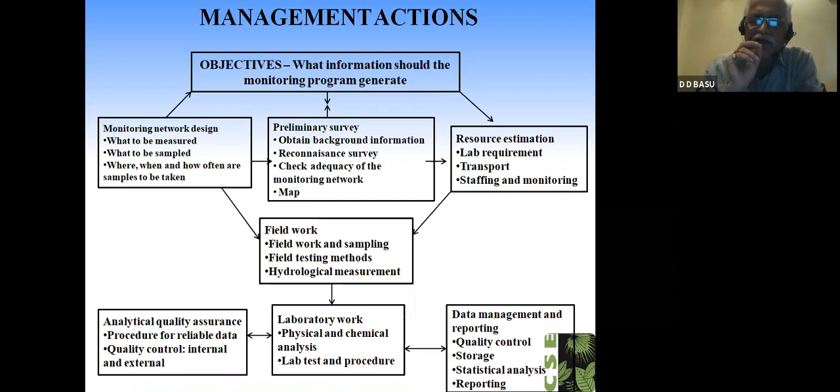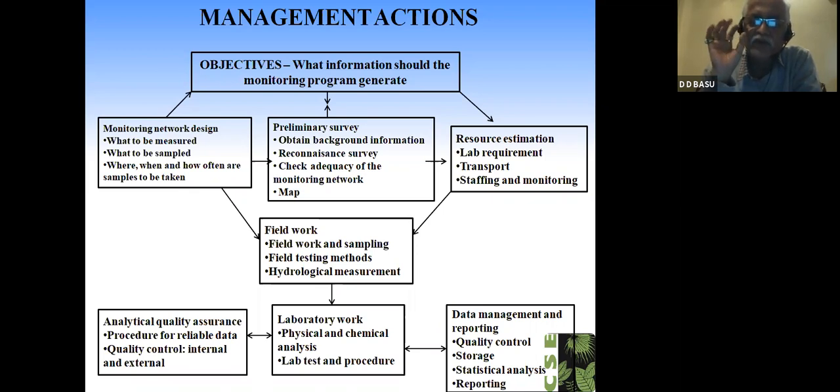Then comes the adequacy of the monitoring data. Too many stations do not always give good results. A lot of stations is costly also. So you have to optimize the number of locations. You have to make a map, and select the stations along with the GPS system. Then resource estimation. What is the lab requirement? What is the transport? What is the staffing and monitoring requirement?